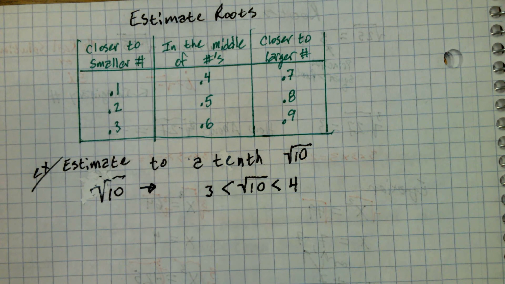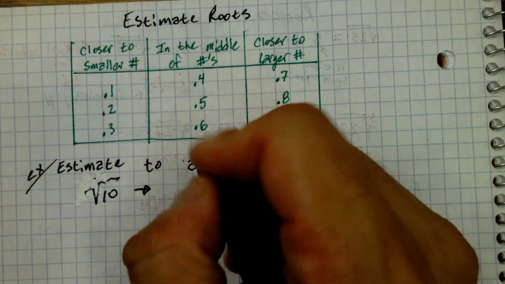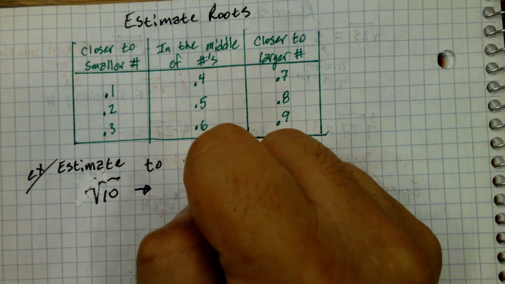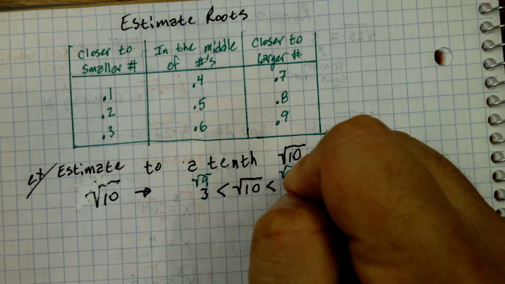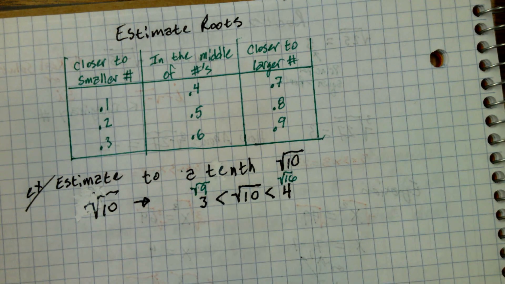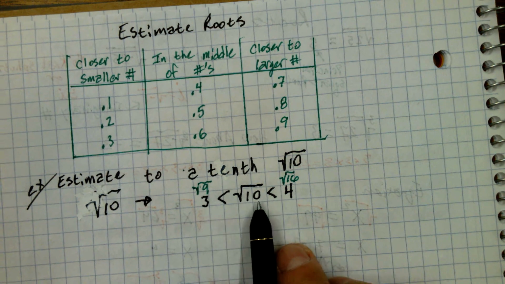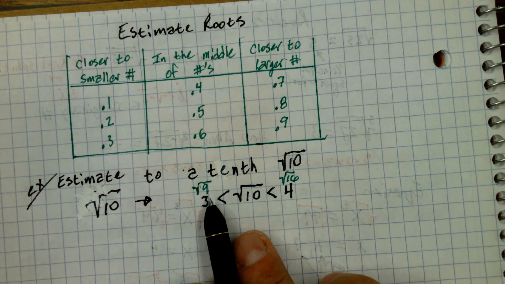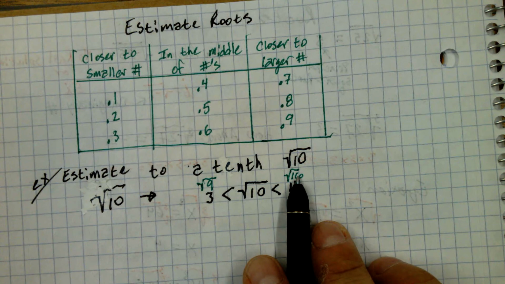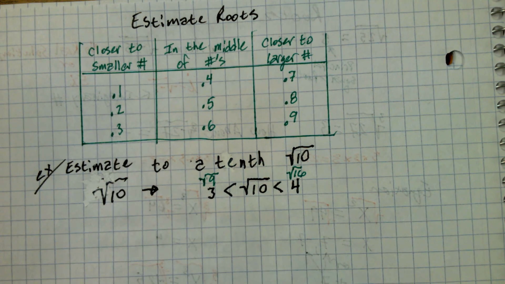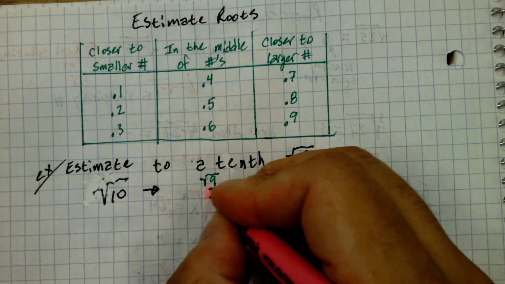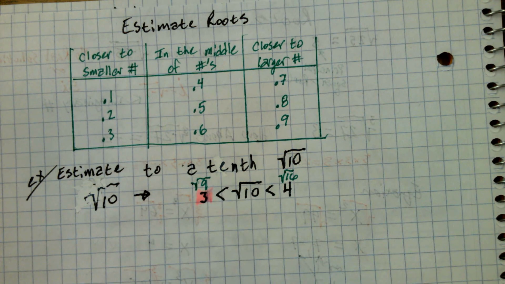Okay? So, 3 is the square root of 9, like we said, right? I'm going to write the square root of 9 here. And 4 is the square root of 16. So it's just a matter of, is 10 closer to 9 or is it closer to 16? 9. So it's closer to the smaller number. So our answer has to be 3 and a little more. Well, that's the part we're going to figure out.